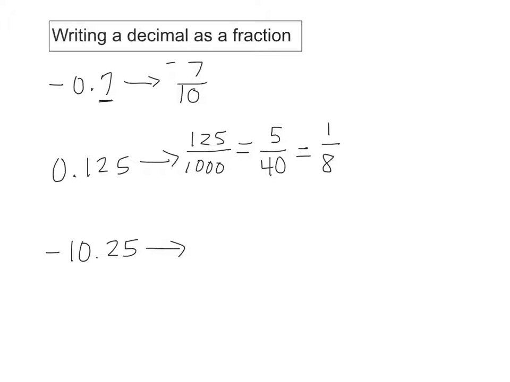In our last example, I would just write this as a mixed number to start with, where we'll have -10 and then 25 hundredths. Our 25 hundredths can be simplified by dividing both by 25, so we would get -10 and 1/4.